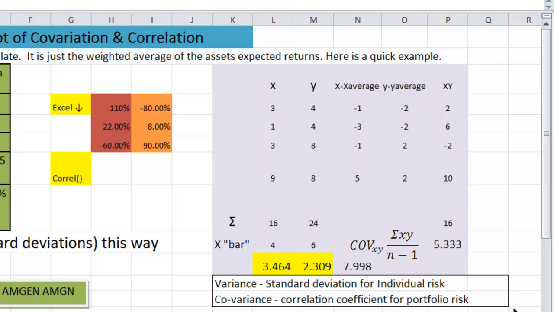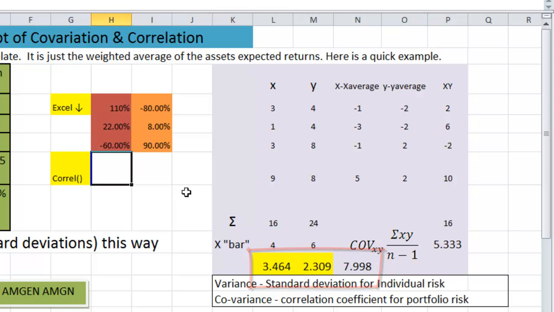And it's different here because the covariance is actually in the units, and I don't want it in the units. I want it as a number between -1 and 1. So how do I do that? Well, I take my covariance, which is the 5.333, and I divide it by the product of the two standard deviations, the 3.464 and the 2.309. Multiply them together and I get 7.998.